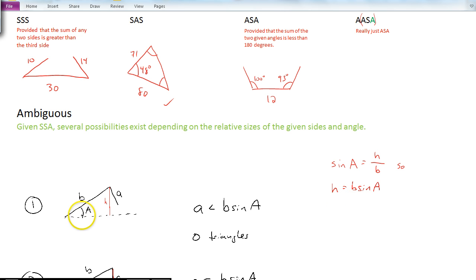So remember, angle A is given and side B is given. And with those two pieces of information, B and angle A, you can find out H and say, okay, is the second side that I'm given longer than H? If it's not, no triangles. And that's what I've got here. A is less than B sine A. Therefore, no triangles exist. That's case 1.